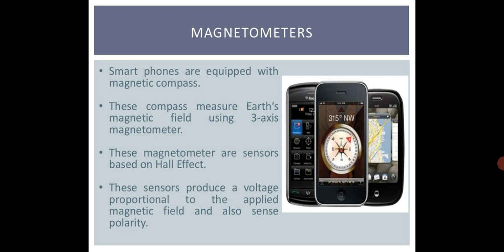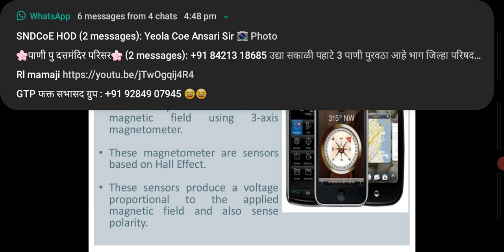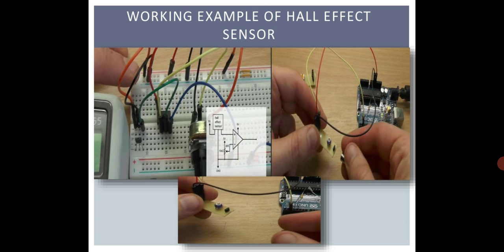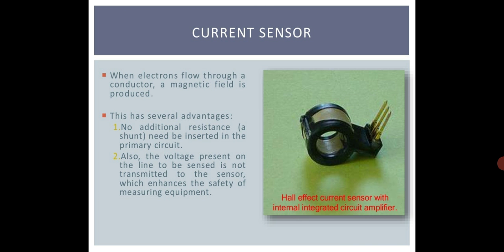Now in magnetometers, smartphones are equipped with magnetic compass. This compass measures Earth's magnetic field using 3-axis magnetometer. These magnetometers are sensors based on Hall effect. These sensors produce a voltage proportional to the applied magnetic field and also sense polarity. So you may design the circuit depending on it by using operational amplifier.